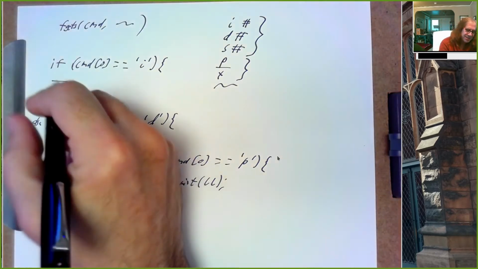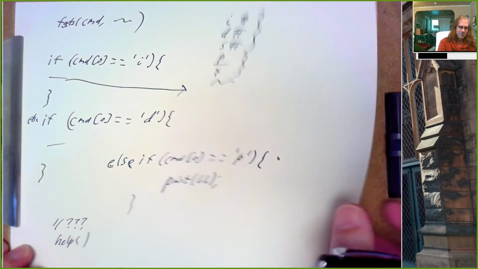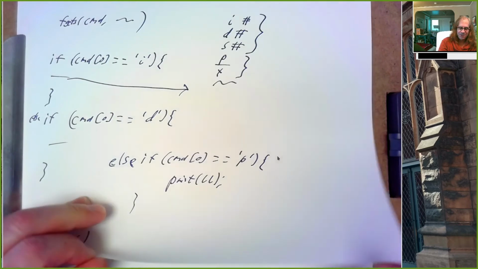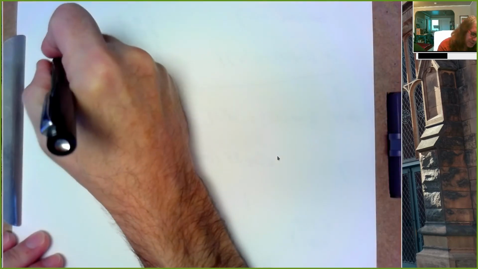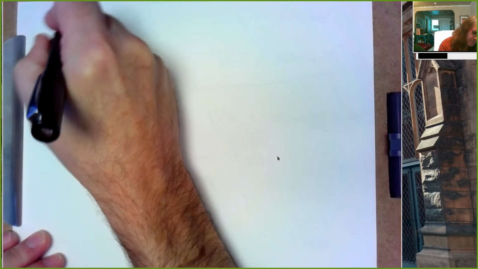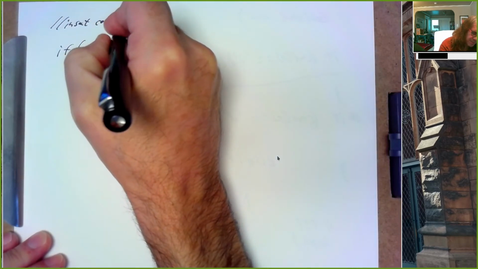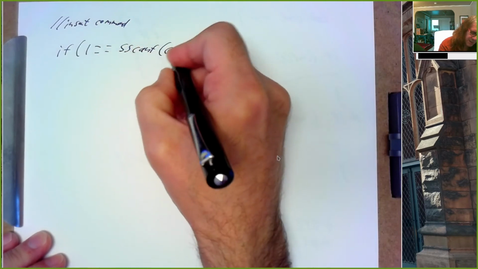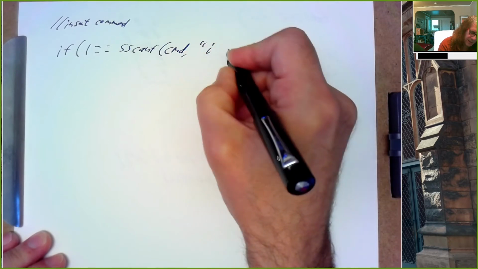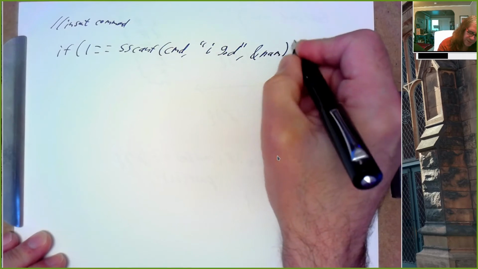For these other commands that need a number, we need to do some additional processing. So if the person said I, well, now we need to know, did they say I followed by a number, and if so, what is that number? So now we want to use our scanf. So we can do something like, if 1 equals sscanf(command, "I%d", &num), save the result in a number. This is an insert command.